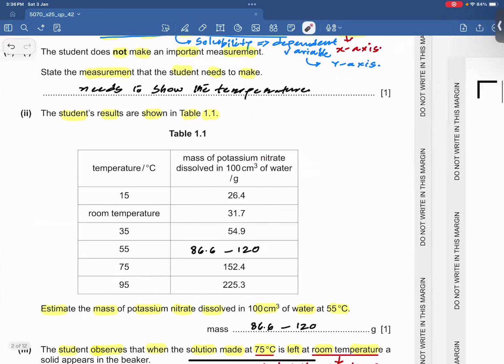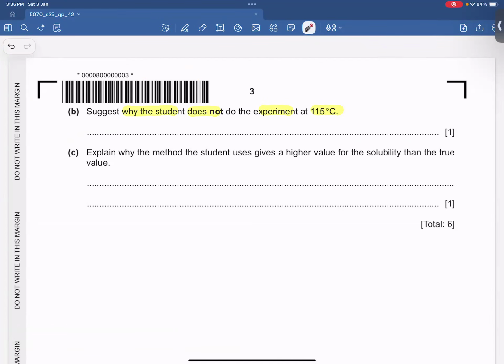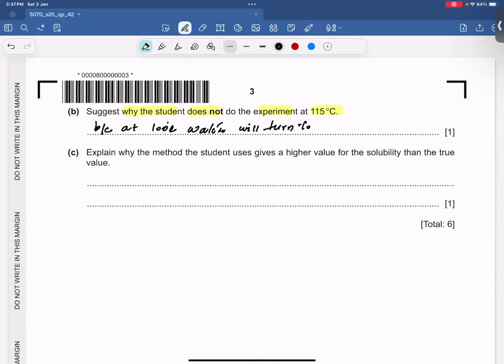Okay. So if water boils at 100 degrees Celsius, we cannot determine the solubility at 115 degrees Celsius because at 100 degrees Celsius, water will turn into steam. And if water converts into steam, then the solid cannot dissolve. Because at 100 degrees Celsius, water will turn to steam. And that's called boiling. When water turns into steam, that's called boiling.